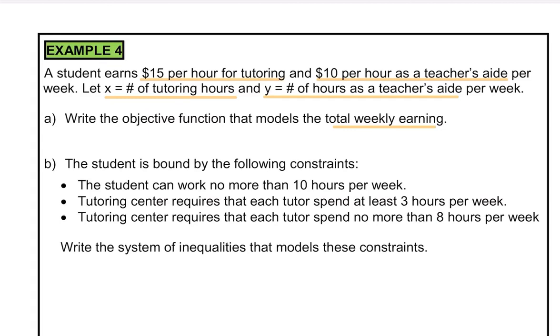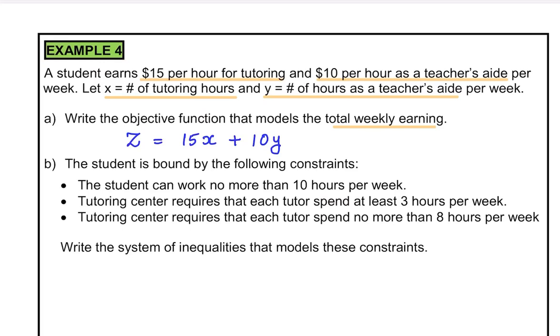The amount that he's going to make, let's call that Z, is equal to, he's going to get $15 for every X number of hours he spends in the tutoring. So it's going to be 15 times X plus, and he's going to get $10 for every Y number of hours that he spends as a TA. So that's all we have as the function there.